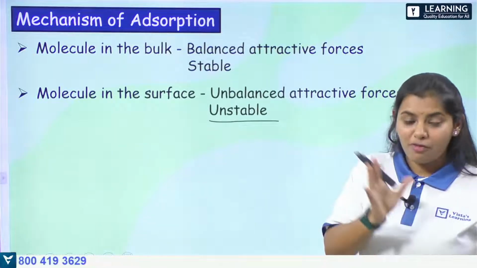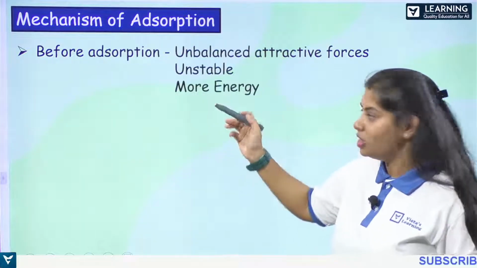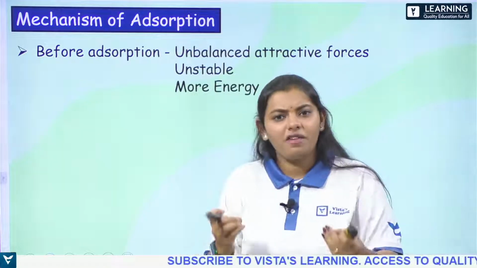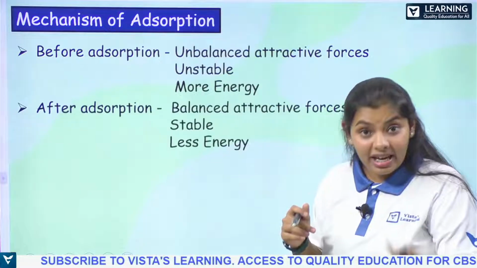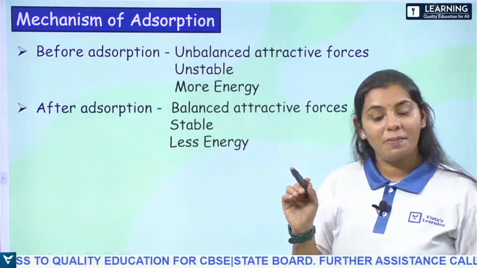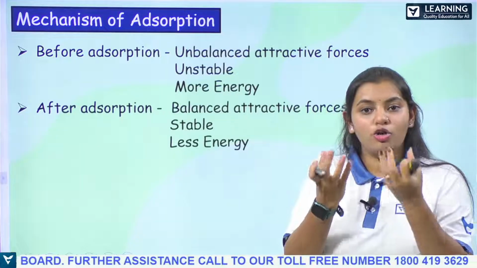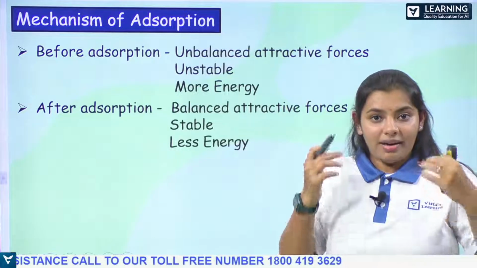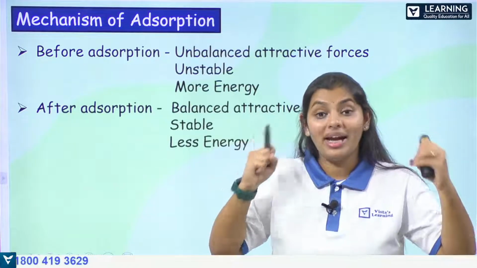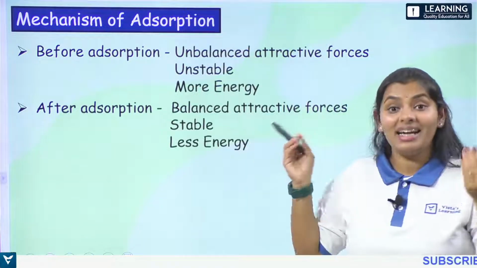But this is the starting point, before adsorption takes place. Once adsorption takes place, what happens? Same thing, before adsorption: unbalanced attractive forces, unstable, and more energy. It is highly reactive, with a lot of energy. Once adsorption has taken place, balanced attractive forces are present, as the molecule is present on top as well. The entire surface molecule becomes stable, because now it has every other molecule on the sides pulling it together, providing attractive forces and keeping it stable, okay? Hence it becomes stable with less energy.